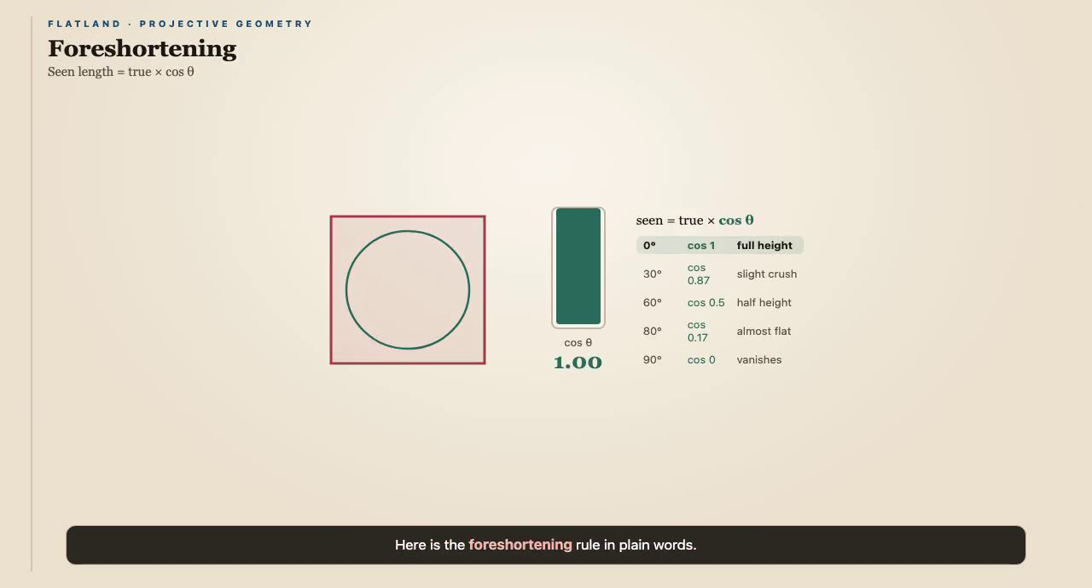Here is the foreshortening rule in plain words. Take a segment that lies along the direction you are tilting. The length you see is the true length multiplied by the cosine of the tilt angle. Write it once so it sticks. Scene length equals true length times cosine of theta.